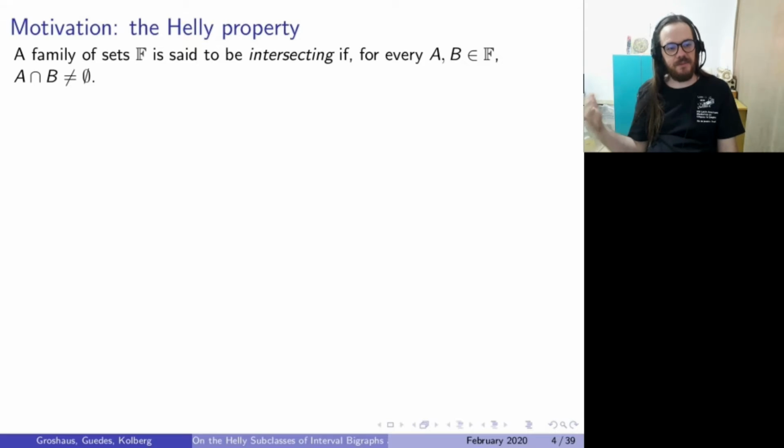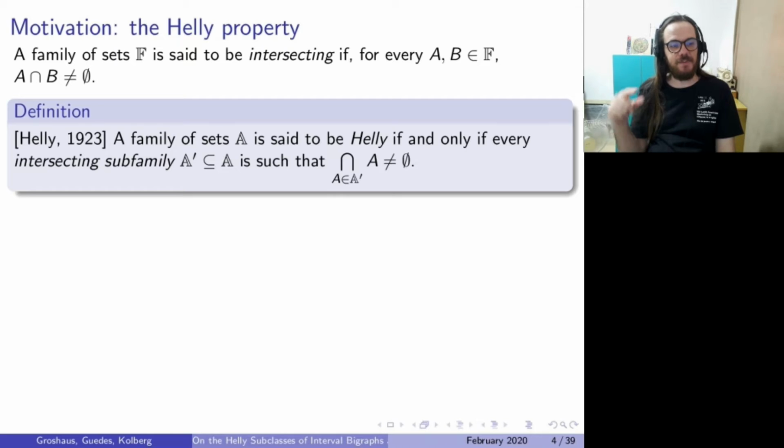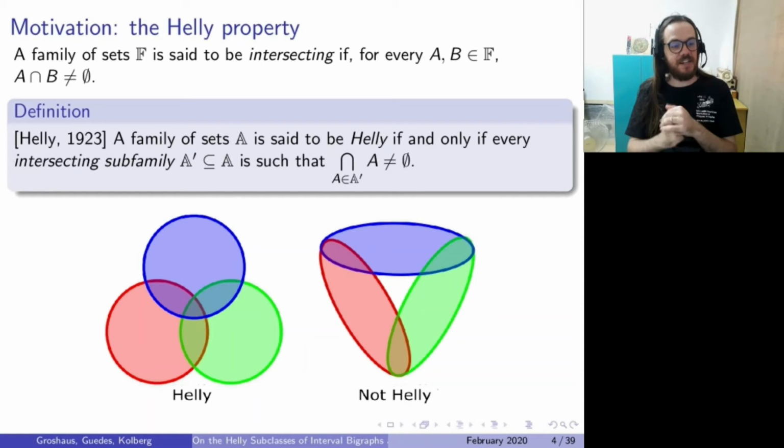Another important concept for our work is the Helly property. A family of sets is said to be intersecting if every pair of elements in the family has a non-empty intersection. A family A is said to be Helly if, for every intersecting subfamily A-line, the intersection of the elements of A-line is not empty. For instance, here we have some examples.